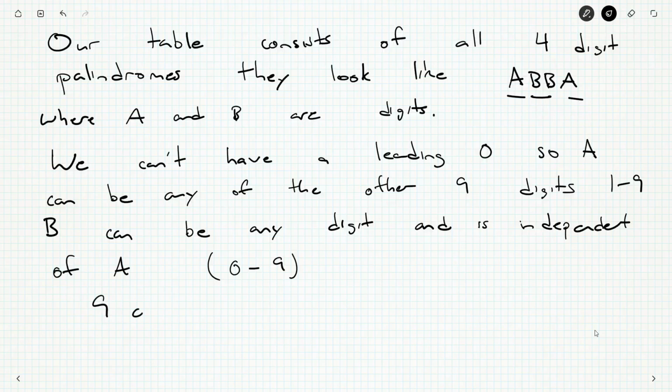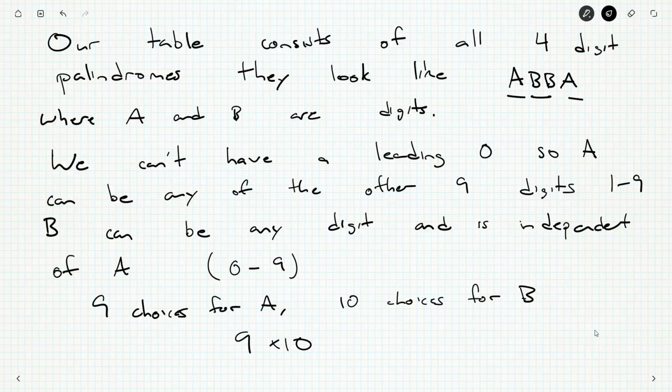So we have 9 choices for A, 10 choices for B. Okay? So all we need to do to specify a palindrome is to pick an A and pick a B. And when we do that, since they're independent, they don't depend on each other, any A can be paired with any B, we multiply to get the final answer. Think about it like listing out all pairs. A is the first digit, and B is the second digit.